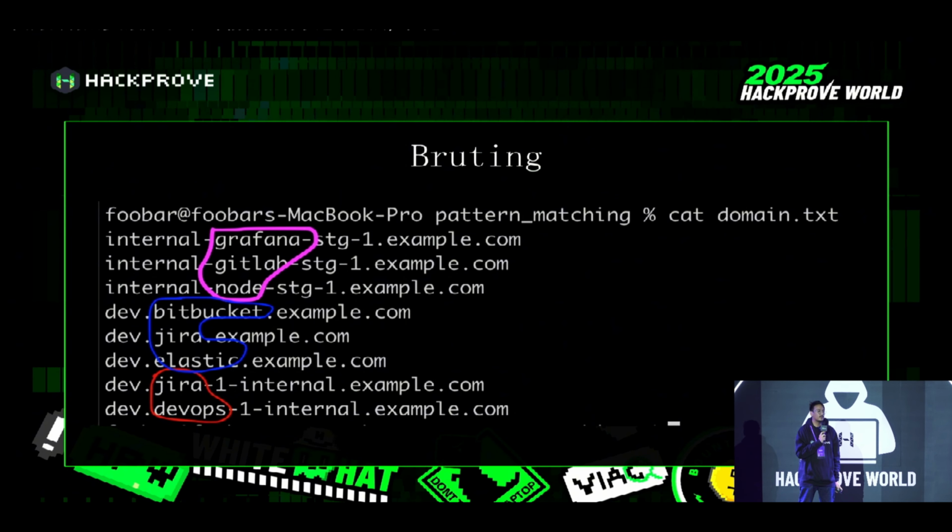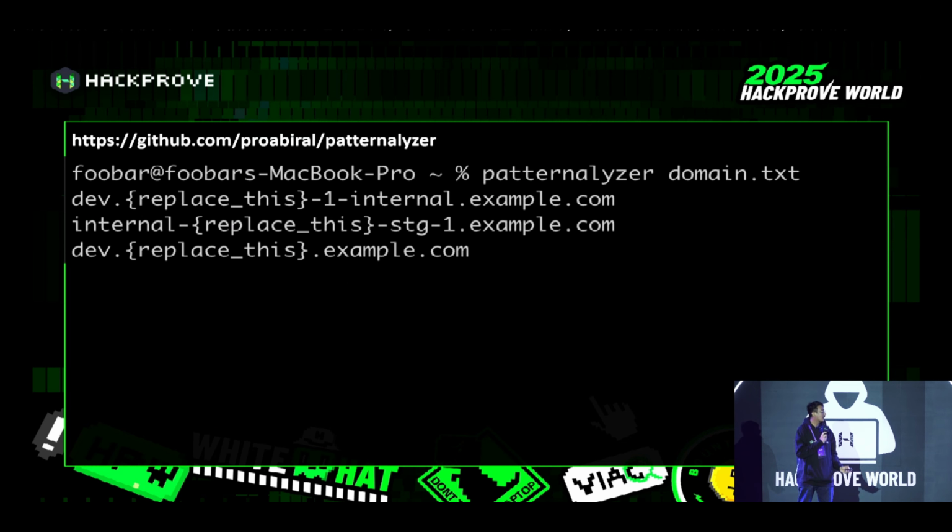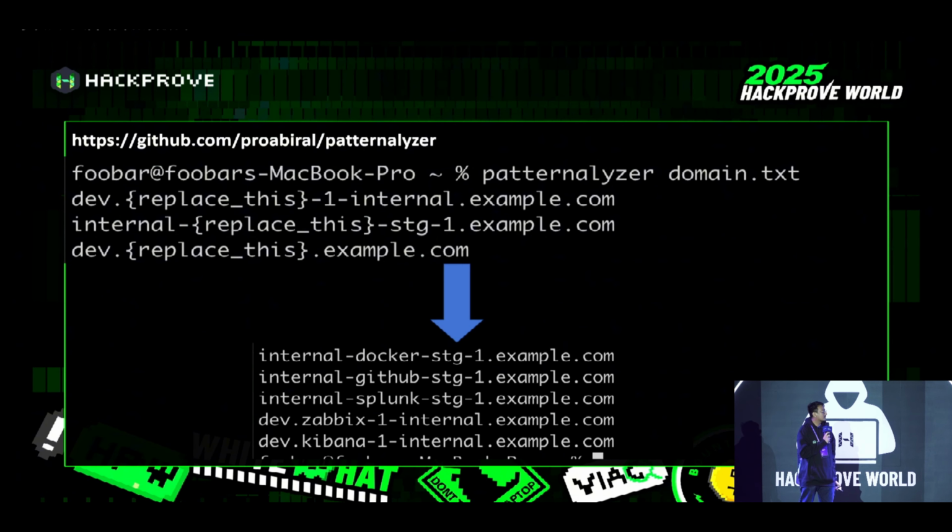However, while I was preparing for this talk, I thought of giving it a try, and the results were quite good. I quickly wrote a tool called Patternizer. It extracts the pattern from the given subdomain list, which can be used for further brute forcing after sorting it on the basis of occurrence. So the results were quite good.